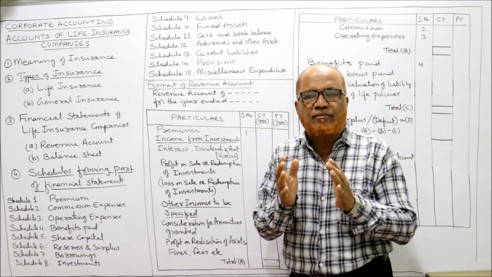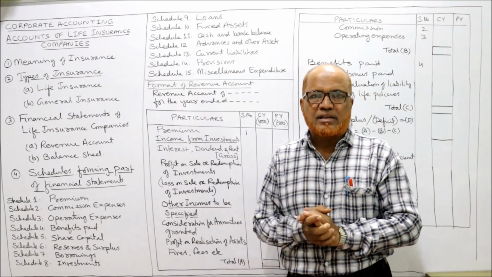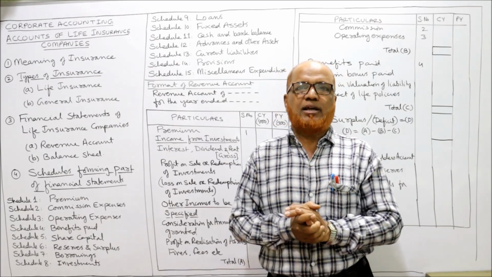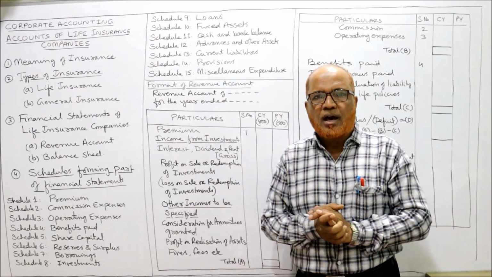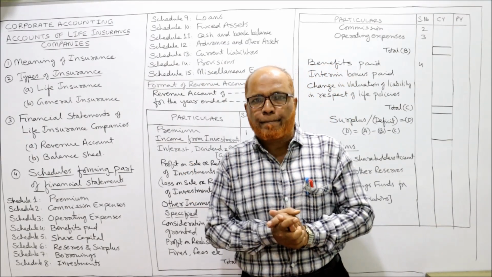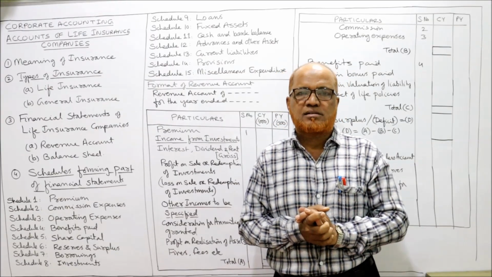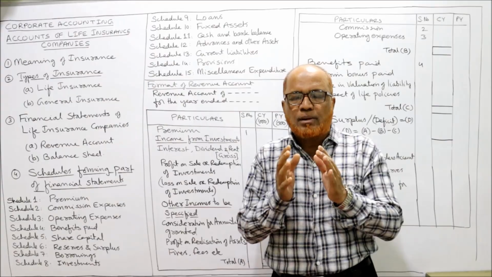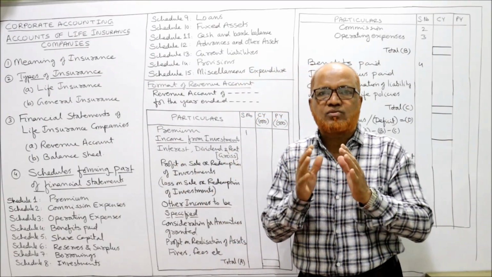I'm explaining each and every detail of this topic called accounts of life insurance companies. In this topic, I'm going to explain the meaning of the term insurance, what are the types of insurance, and what are the provisions regarding the preparation of financial statements of life insurance companies. How the life insurance company will make the financial statements, I'm going to discuss in detail in this video.